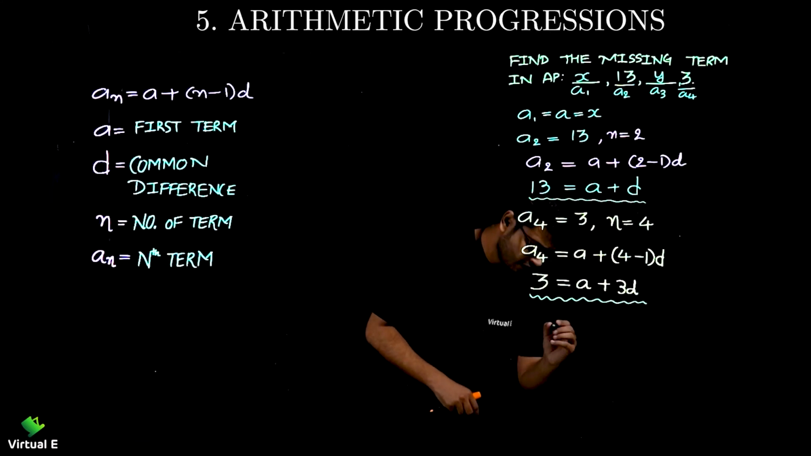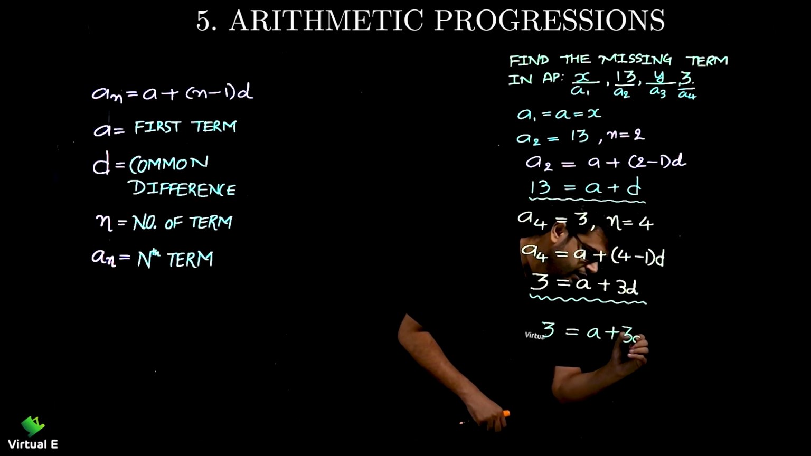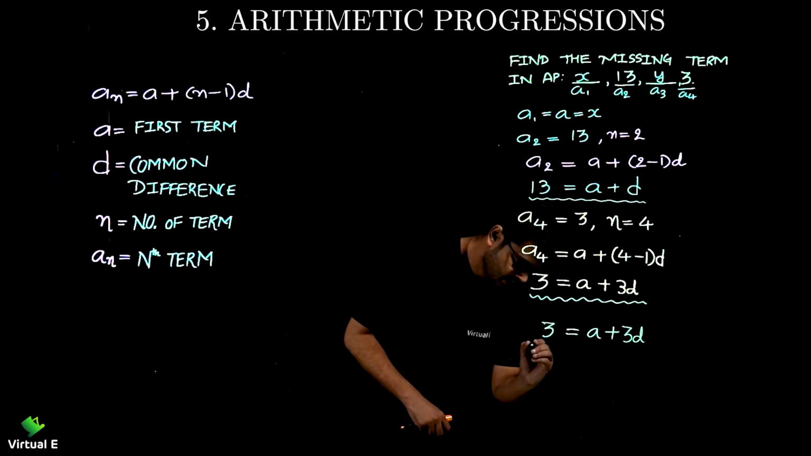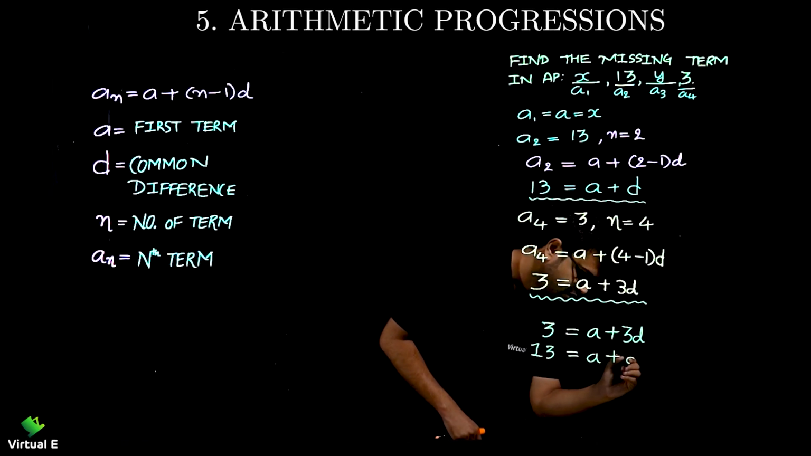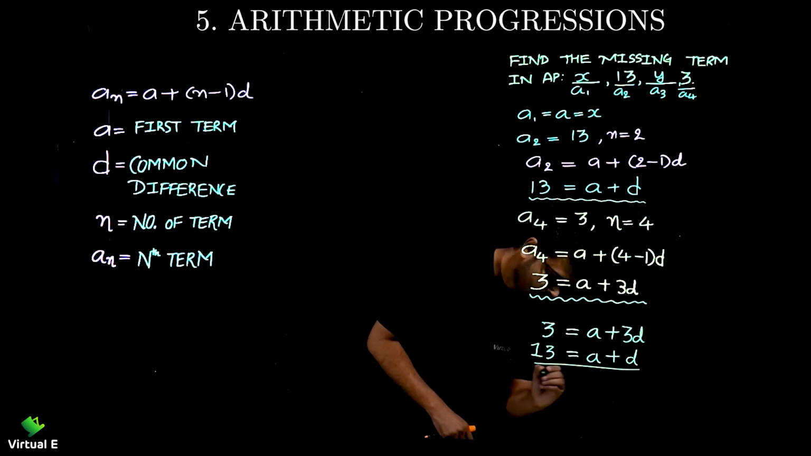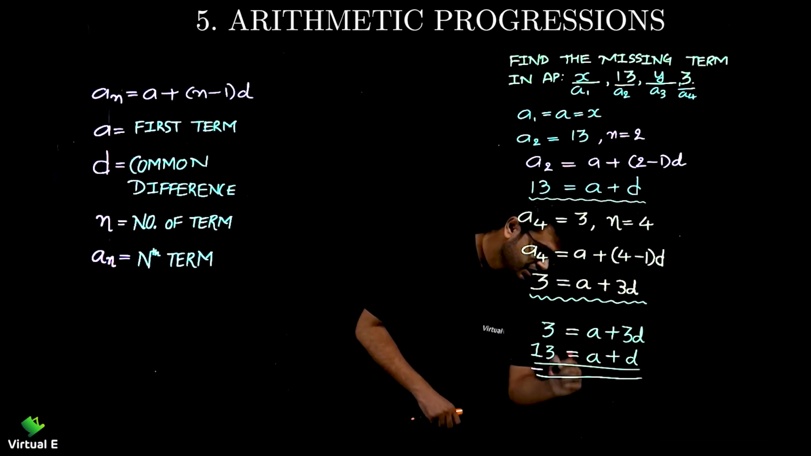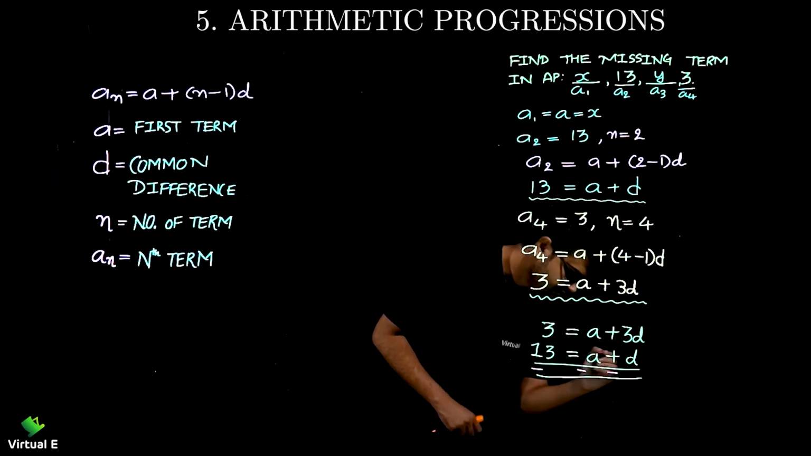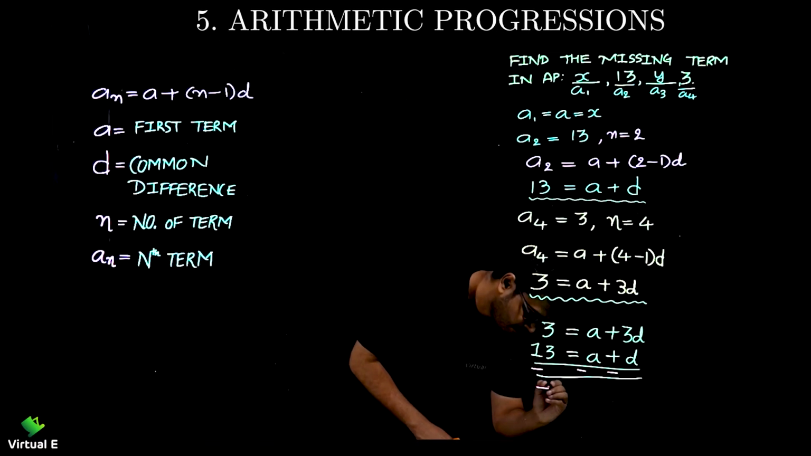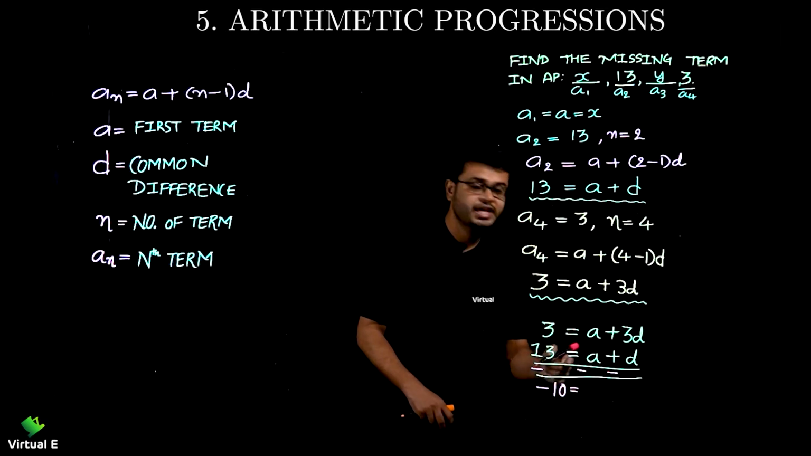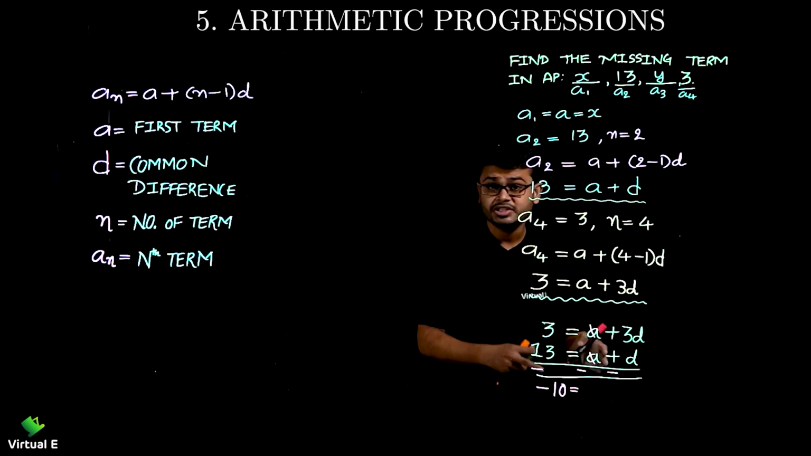So let's do it. Let's write with this one. 3 is equal to a plus 3d. And what is the next equation? 13 is equal to a plus d. And as we are going to do subtraction, we need to change the sign. This 13 will become negative, this a will become negative, this d will become negative. So what's the answer? Here 3 minus 13, here minus 10, is equal to minus a and plus a. Okay, cancel. Then plus 3d, is it plus d or minus d?